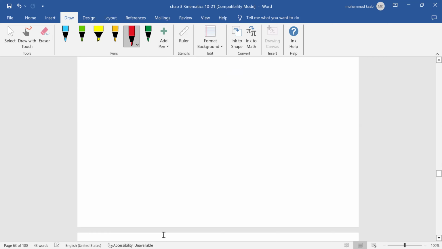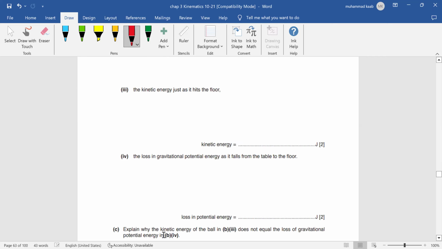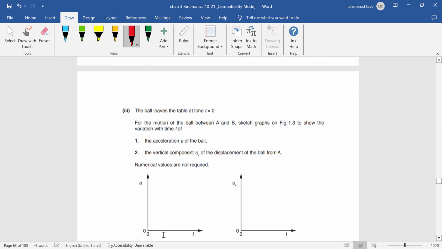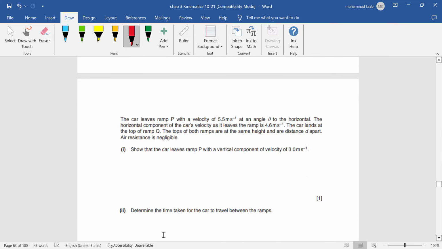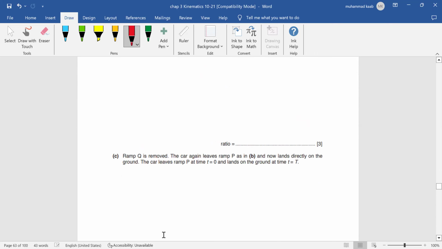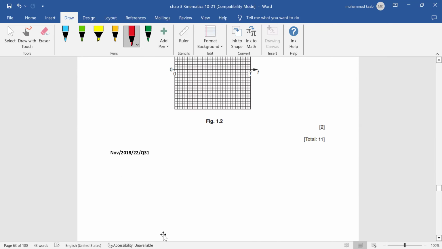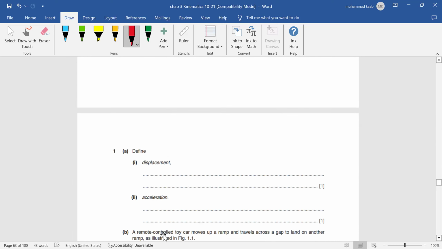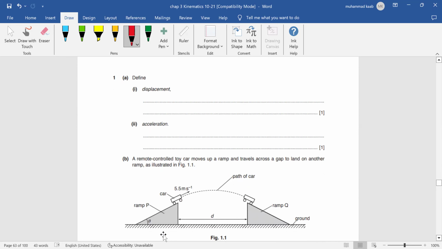Okay, just one last question. You guys can try this one at home, containing the graph, time taken, and the horizontal. The last two parts you can skip. Okay, let's try. Come on, solve this question.